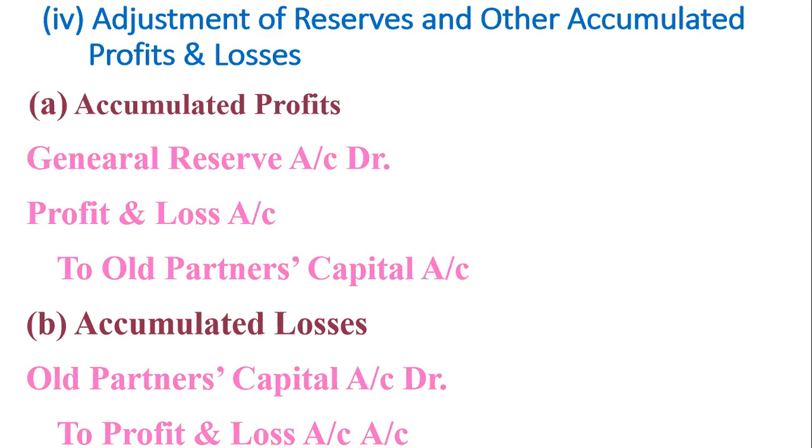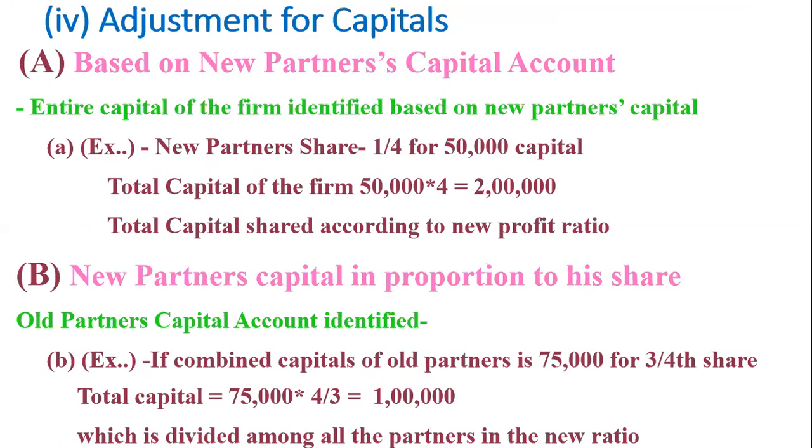Similarly, if there is a loss, an accumulated loss in the account of the partners, those losses have to be borne by the partners. So in that case, the partners' capital accounts have to be debited, and the accumulated loss, any kind of loss that is in the business before admission of a partner, will be borne by the old partners. So that will be transferred to the old partners' capital account, and the entry will be old partners' capital account debit to profit and loss account.